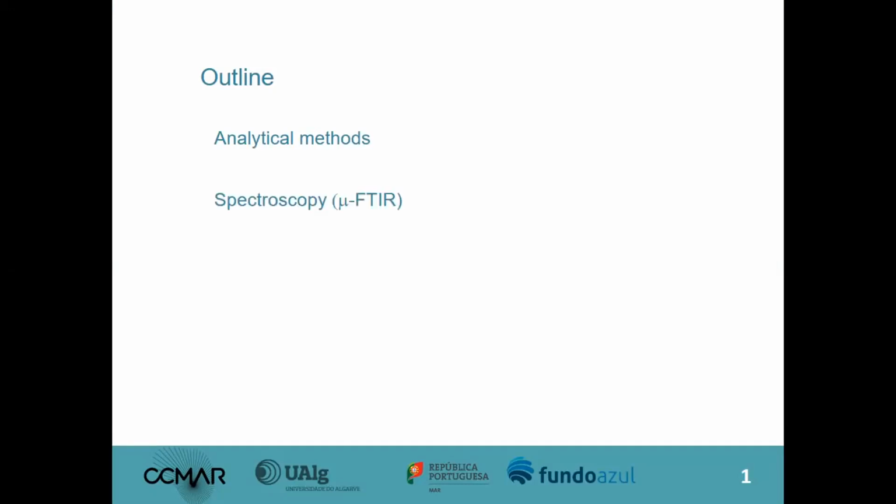Then I will specifically speak about spectroscopy methods, in more detail, the infrared microscopy. CCMAR has one infrared microscope, and we have been working with it in the analysis of microplastics. Then I will move to mass spectrometry methods, both LCMS and GCMS methods, and finally fluorescence methods that we have been using and published some results recently.